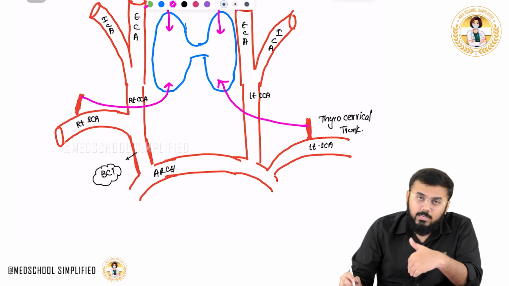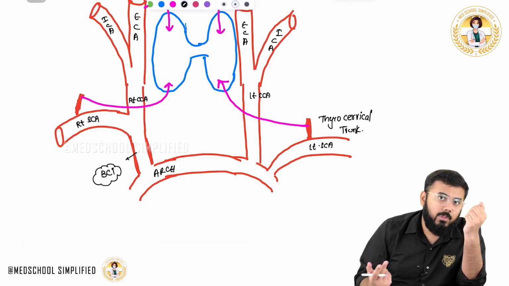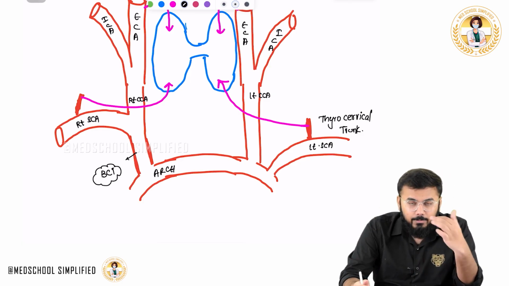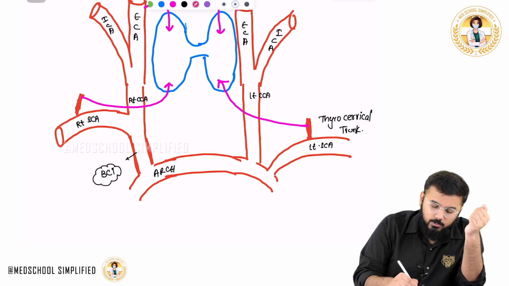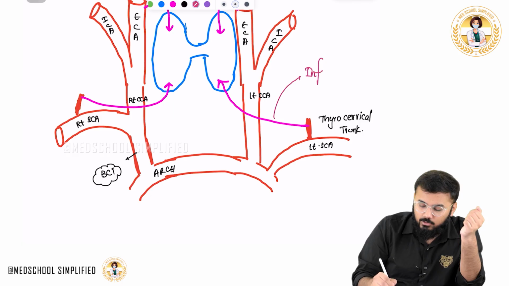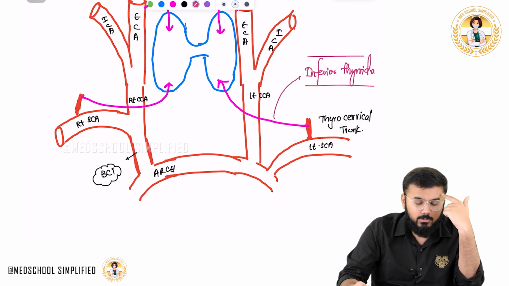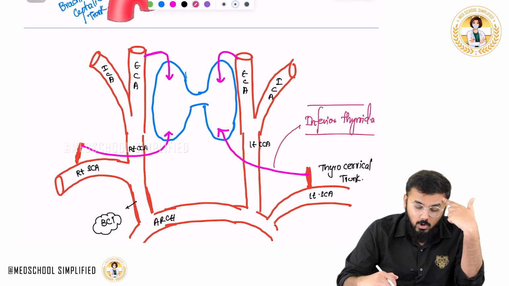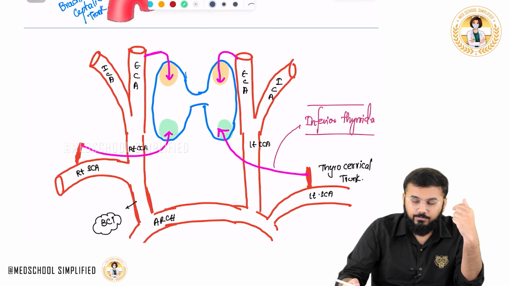Now this branch which is supplying the lower aspect is supplying the thyroid gland from below. So should I call this the superior thyroid artery or the inferior thyroid artery? I should call this the inferior thyroid artery. So how many thyroid arteries do we have over here? One is your superior thyroid artery, and the other is your inferior thyroid artery.